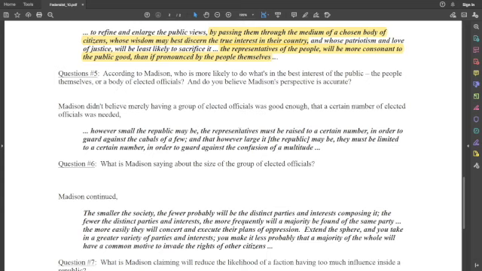That means like the bad deeds of a few. And however large the republic may be, it has to be limited to a certain number in order to guard against the confusion of a multitude. All right, let's translate that here, okay?